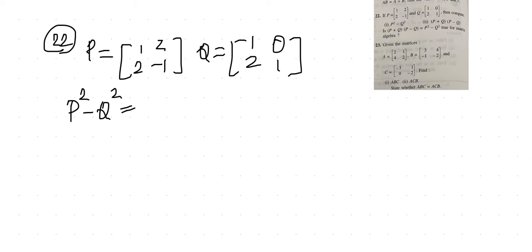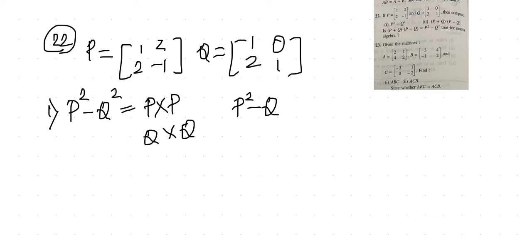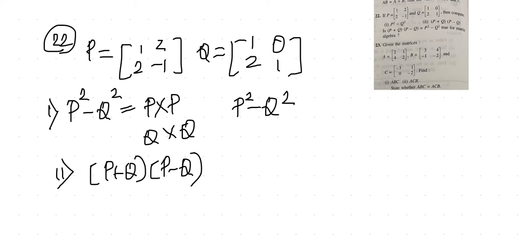Remember, what is important in this question, children, is that P square minus Q square, how you are going to find out? First you are going to do P into P, then you are going to find Q into Q, and then you will be writing P square minus Q square. Okay, and in the second sub question you will be taking P plus Q and P minus Q. So what I am trying to tell you is that P square minus Q square you are not going to solve as P plus Q and P minus Q. Because why? Because that is already there in the second sub question. So you are not supposed to solve it that way.